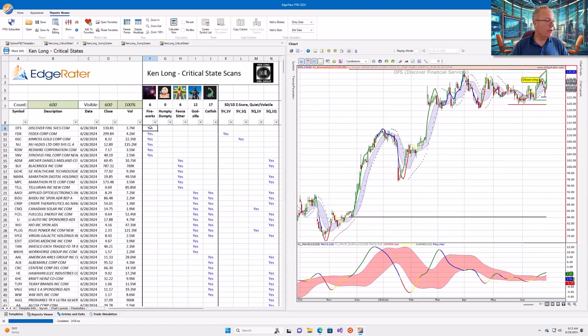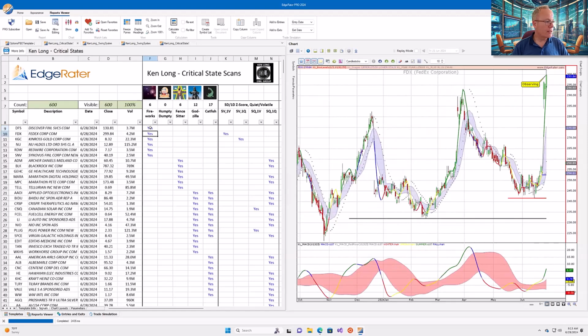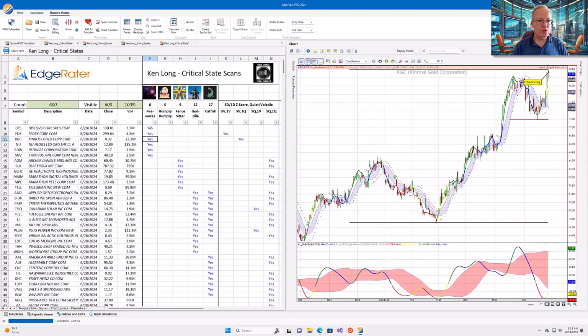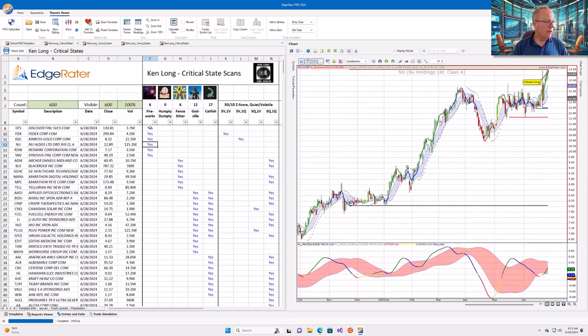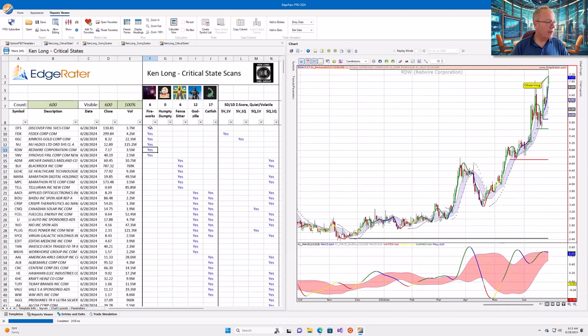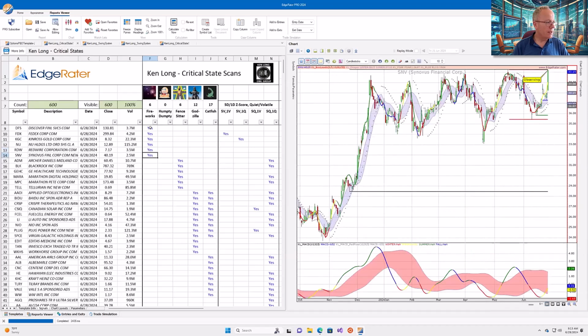So the 6 that appeared for the fireworks were Discovery Financial. I'll just quickly run through these. We've got FedEx, Kinross Gold, NU, whatever that is, Redwire, and then the last one is SNV. So that's how you quickly will see that.